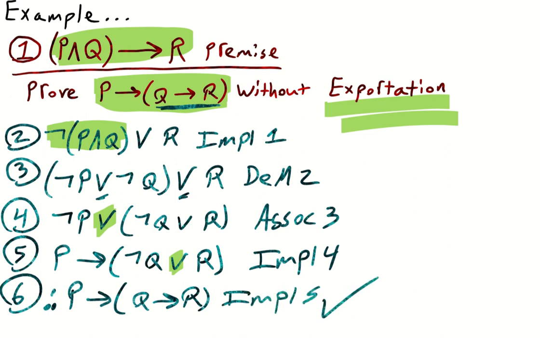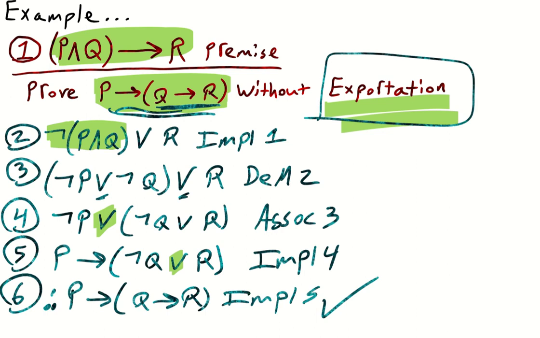So in fact, we can use the other rules of equivalency to get this result. So we don't explicitly need exportation. We can derive it through the other rules.